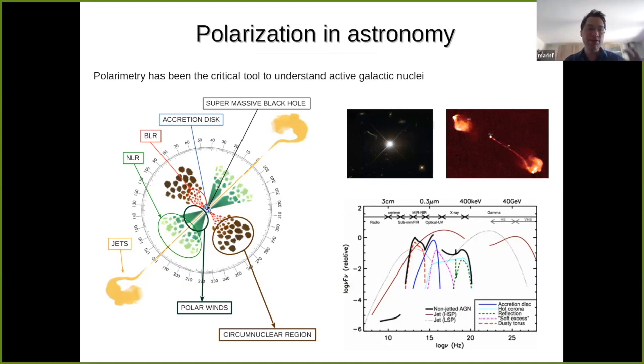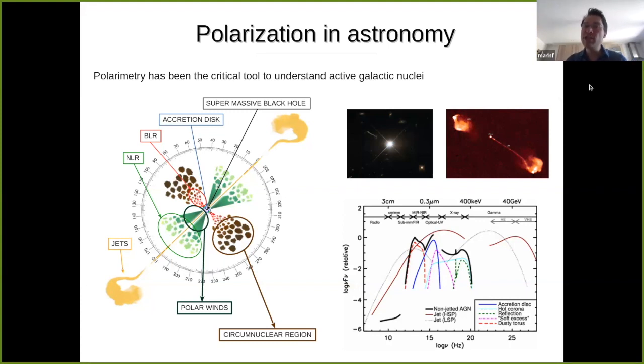Because of the shape of the torus, we expect that there is, on the polar regions, the ejection of both jets and winds. The jets are collimated relativistic particles sent way, way outside of the galaxy itself, and they are responsible for the radio loudness. So you can see it on the spectral energy distribution. You have a strong component in the radio, which is associated with synchrotron emission from the jets.